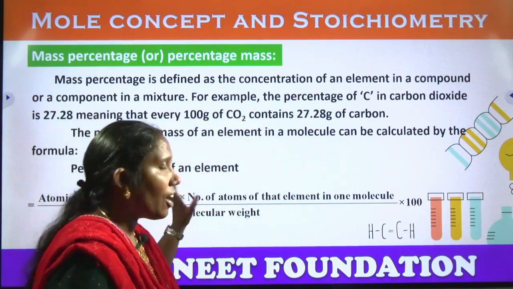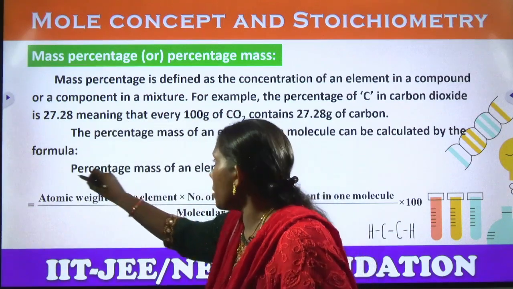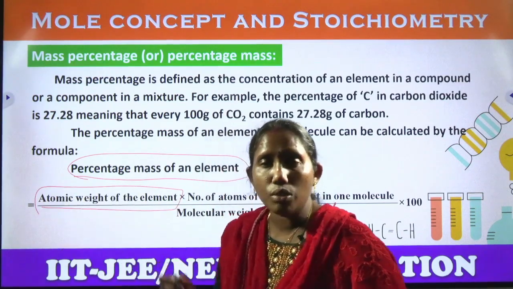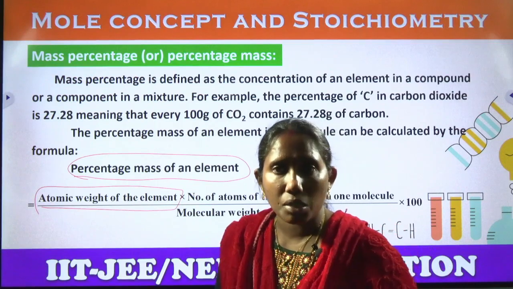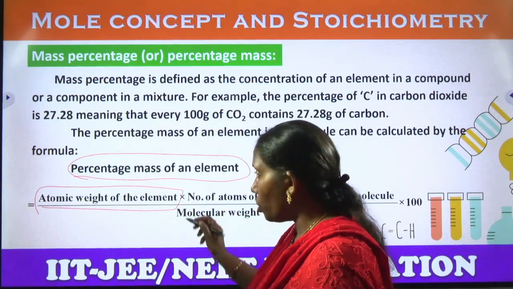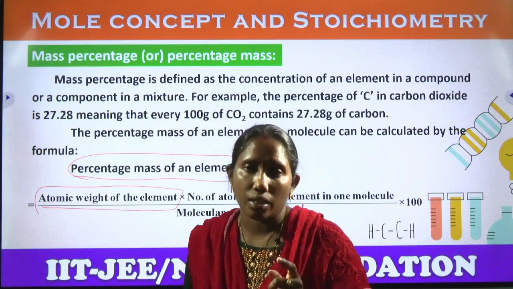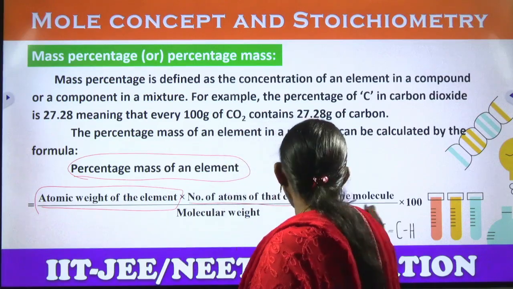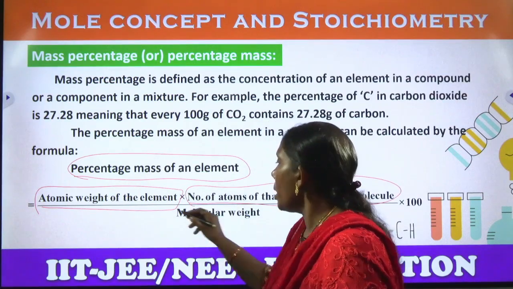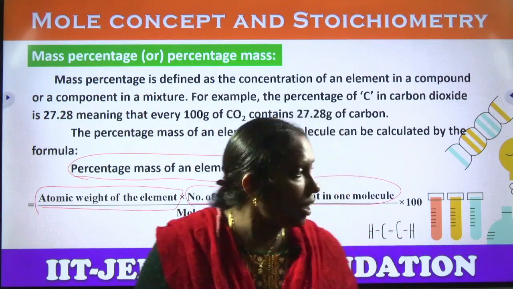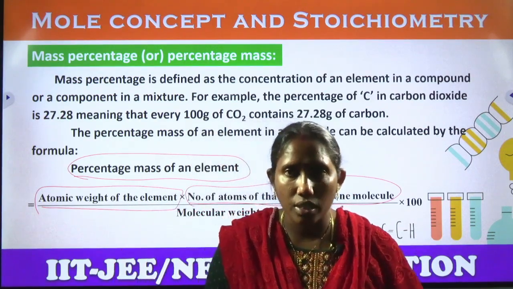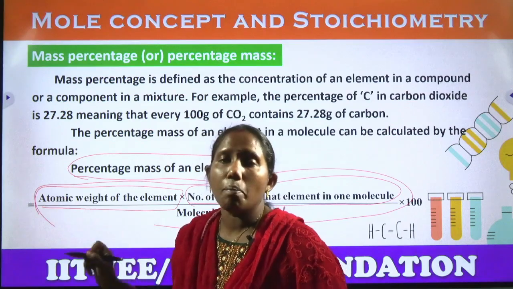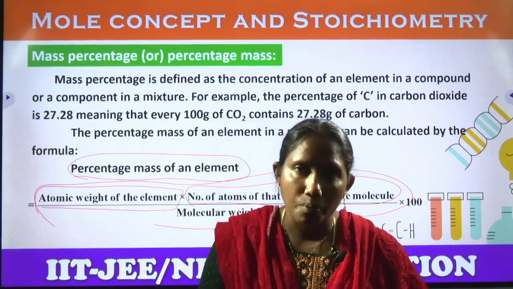See here, we have a formula for the percentage of mass of an element. It is the atomic weight of that element, meaning the element for which you want to calculate the mass percentage, into the number of atoms of that element present in the given molecule, divided by the total molecular weight, into 100, because we are calculating the percentage. This is the formula for the percentage of mass of an element in the given molecule.